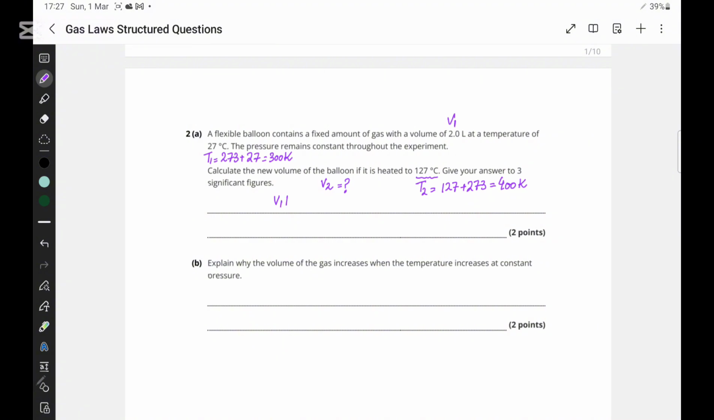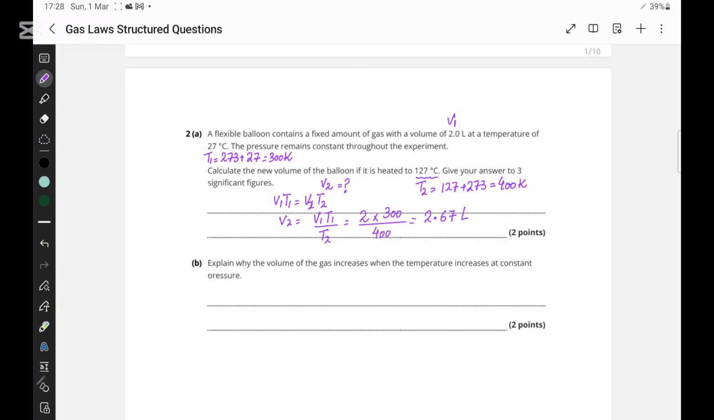This is the formula: V1/T1 is equal to V2/T2, and we have to find out V2. So V2 would become V1 T2 divided by T1. V1 here is going to be 2 liter times T2, that is 400 Kelvin, divided by T1, that is 300 Kelvin, and the answer comes out to be 2.67 liter.